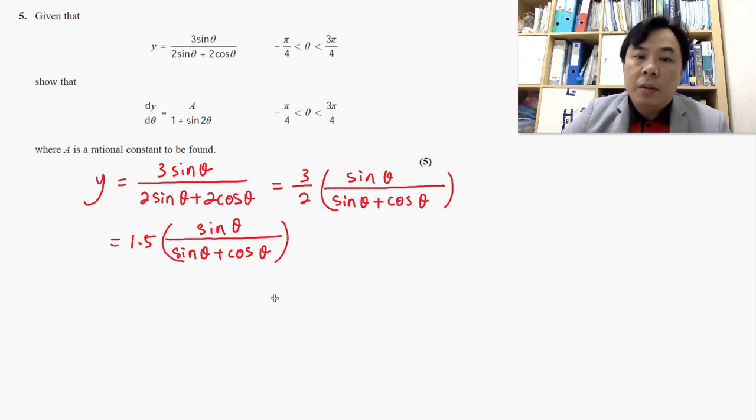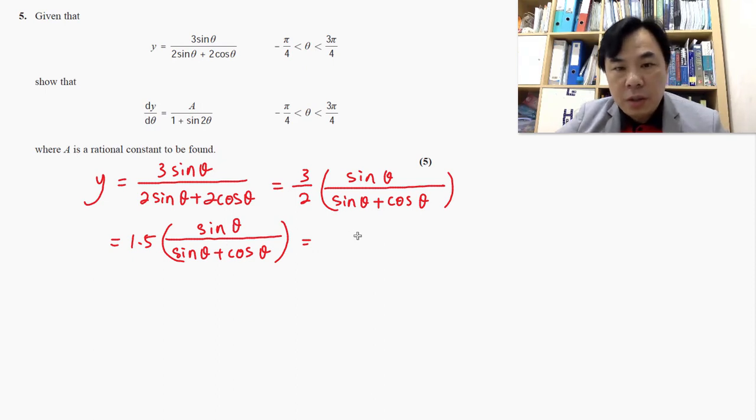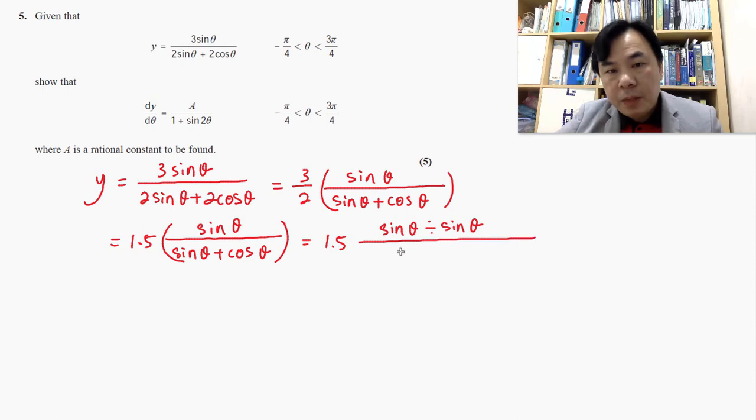Okay, and there you have it. And then in order to apply quotient rule, my advice is we are going to restructure this expression by dividing the numerator by sine, and then the denominator also divide by sine. Therefore, we have, now I'm going to write down what is going on here. So sine divided by sine here, and then the same goes for this.